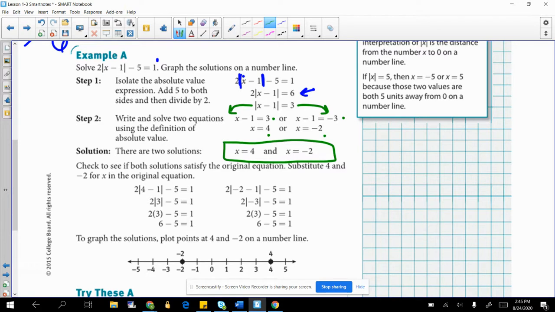Okay. Now this next part, they're just double checking, which is good to check your solutions. So all you have to do is plug your x values back in and make sure that it makes the equation true. And they did that, so that's good to go.